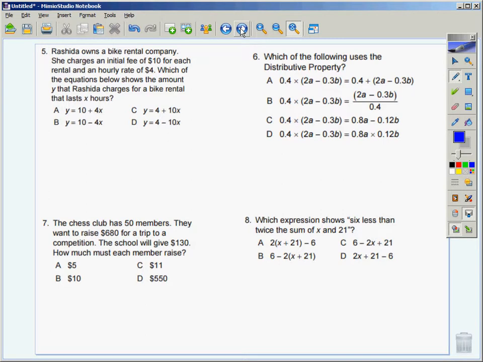Rashada charges an initial fee of $10. She's charging it once. She charges an hourly rate of 4. So it's 10 plus 4x. That's why A is the correct answer.